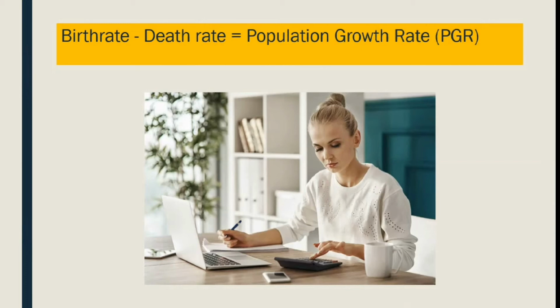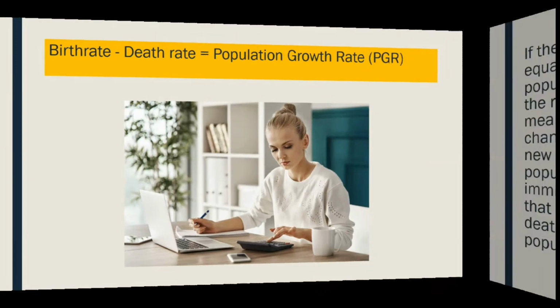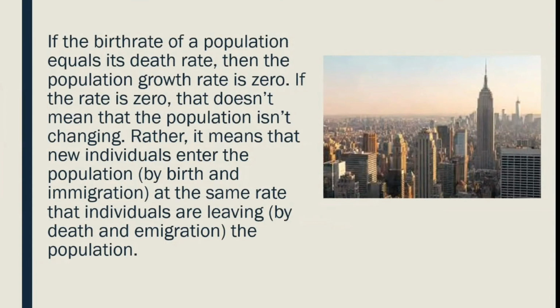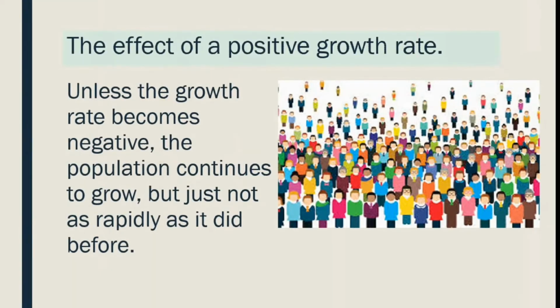If the birth rate of a population equals its death rate, then the population growth rate is 0. If the rate is 0, that doesn't mean the population isn't changing. Rather, it means that new individuals enter the population by birth and immigration at the same rate that individuals are leaving the population by death and emigration. The effect of positive growth rate. Unless the growth rate becomes negative, the population continues to grow, but just not as rapidly as it did before.